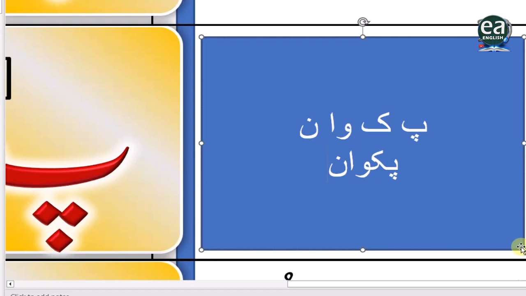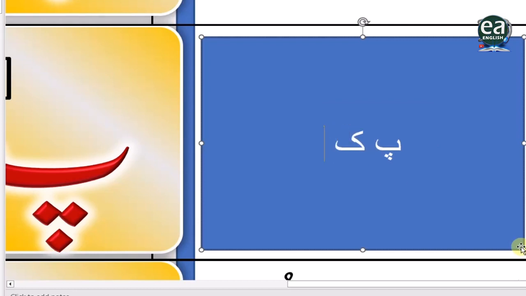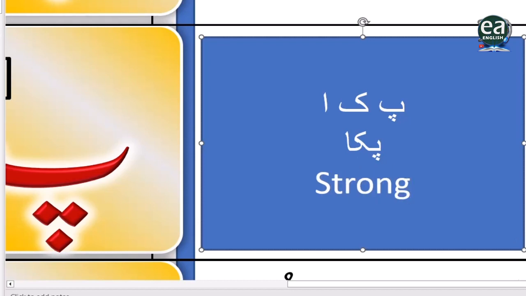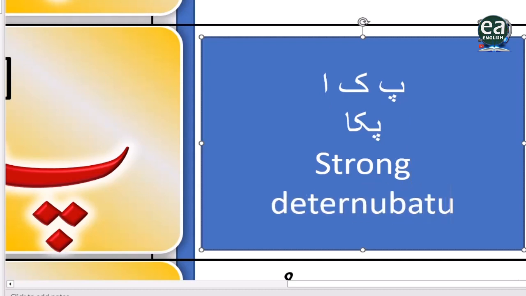Pakwan. I have pe, I have kaf, I have alif. So this becomes like pakka. Pakka means strong, like pakka irada, strong determination. Strong determination, pakka irada.